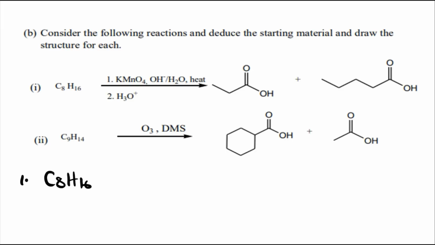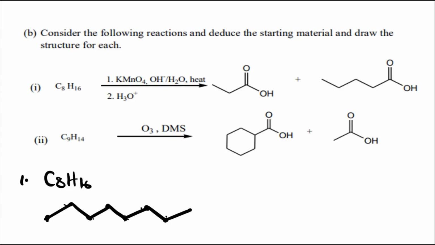Question 2B says, consider the following reactions and deduce the starting material and draw the structure for each. So this is octene. And then when you cleave it using potassium permanganate, it gives you these acids. So let's try to draw octene. This is 1, 2, 3, 4, 5, 6, 7, 8.